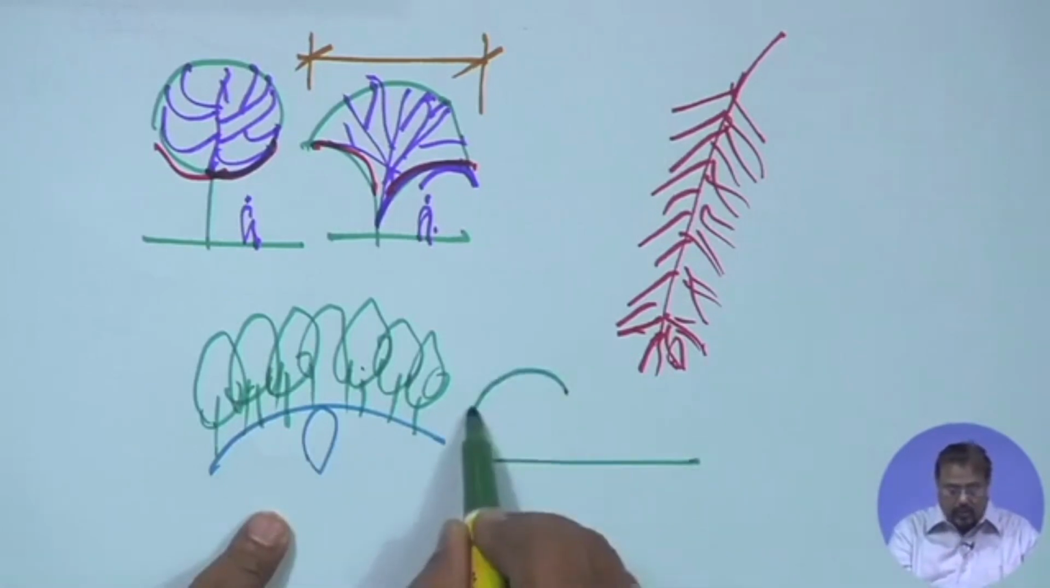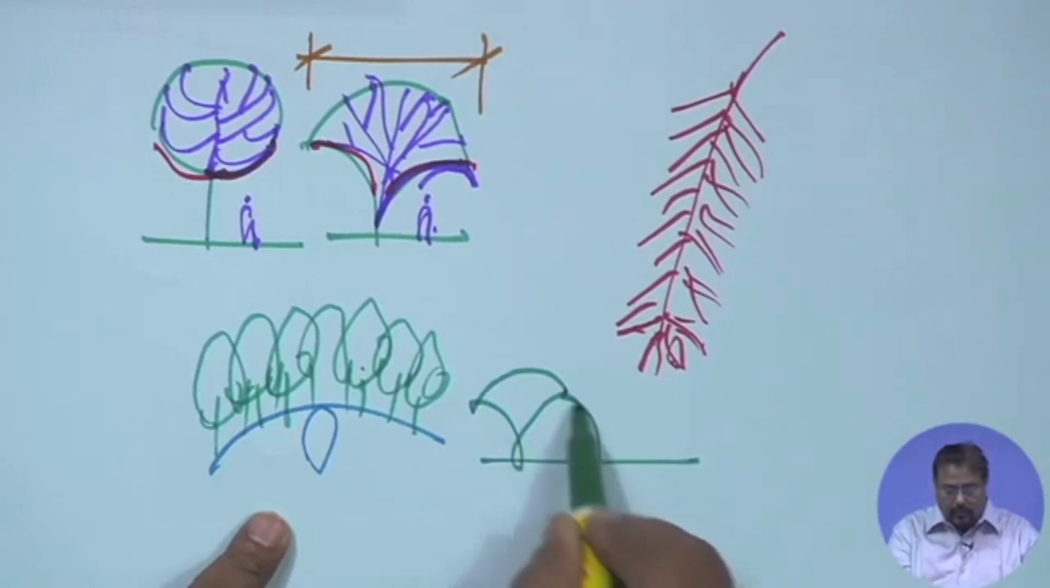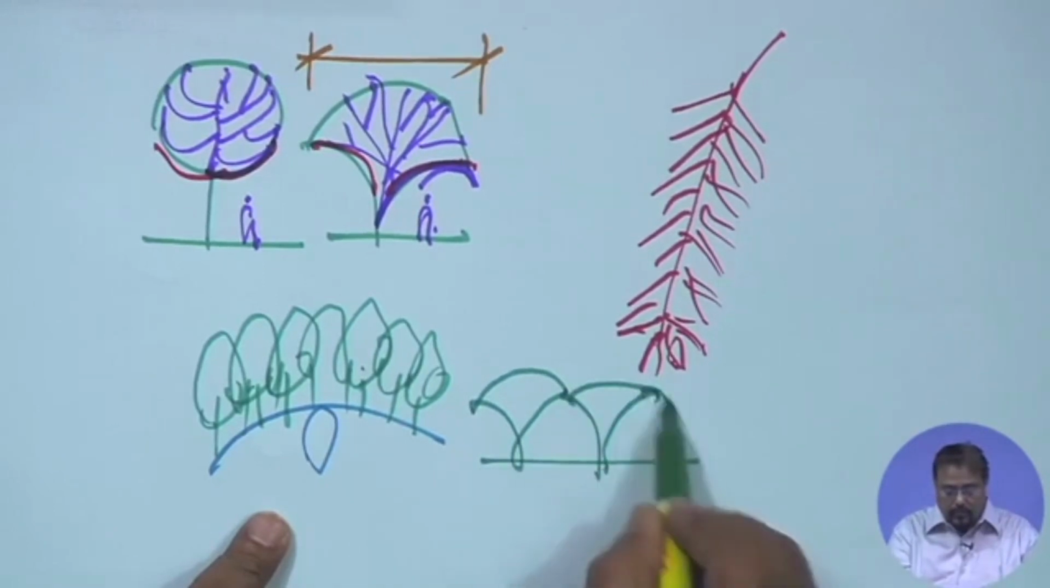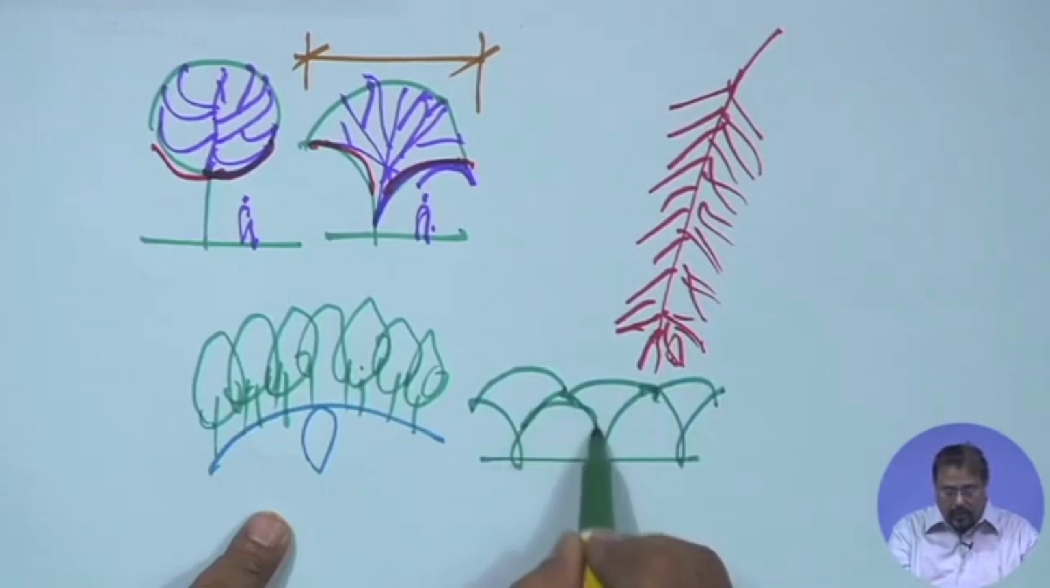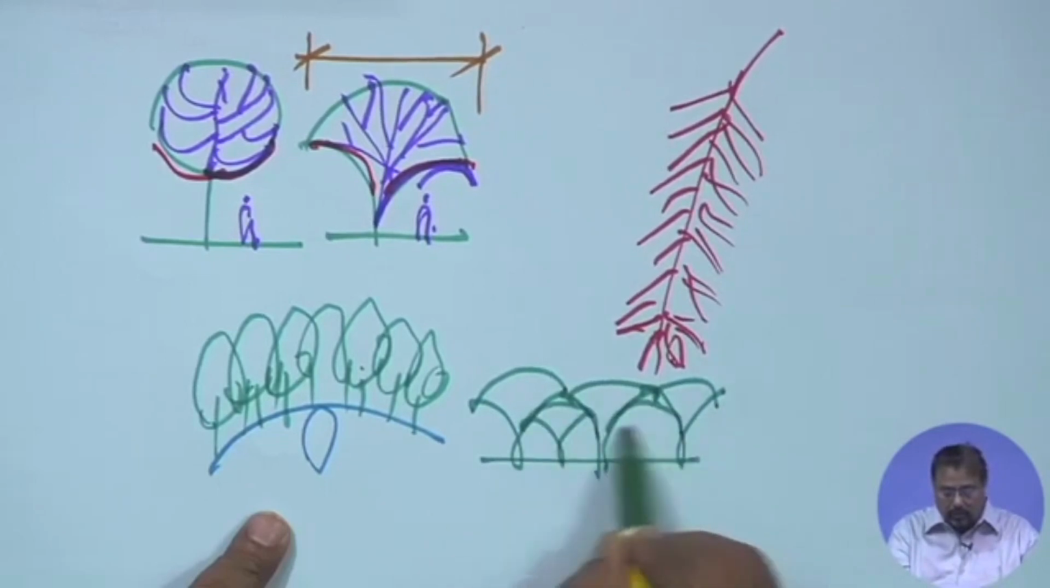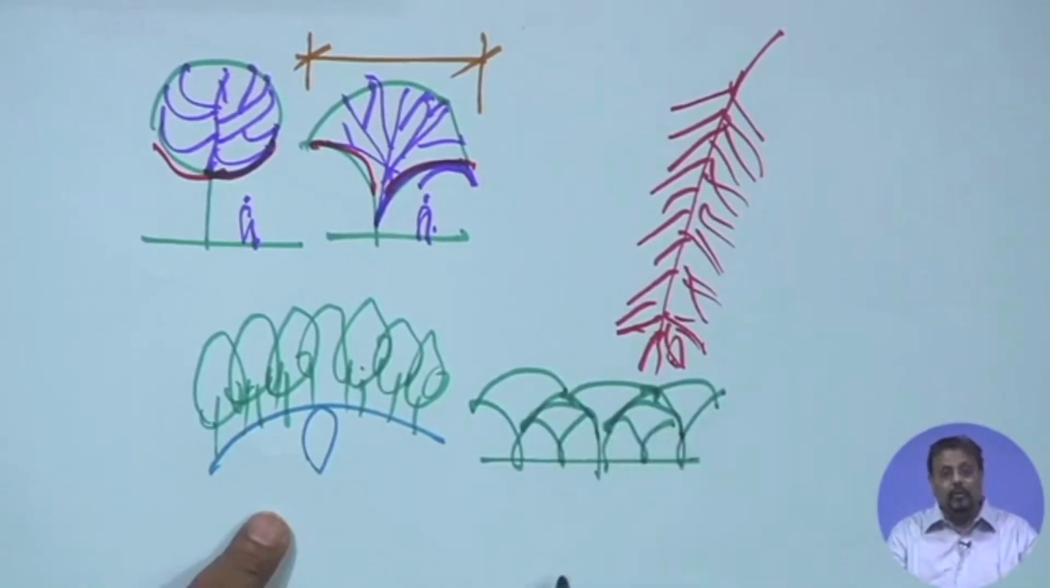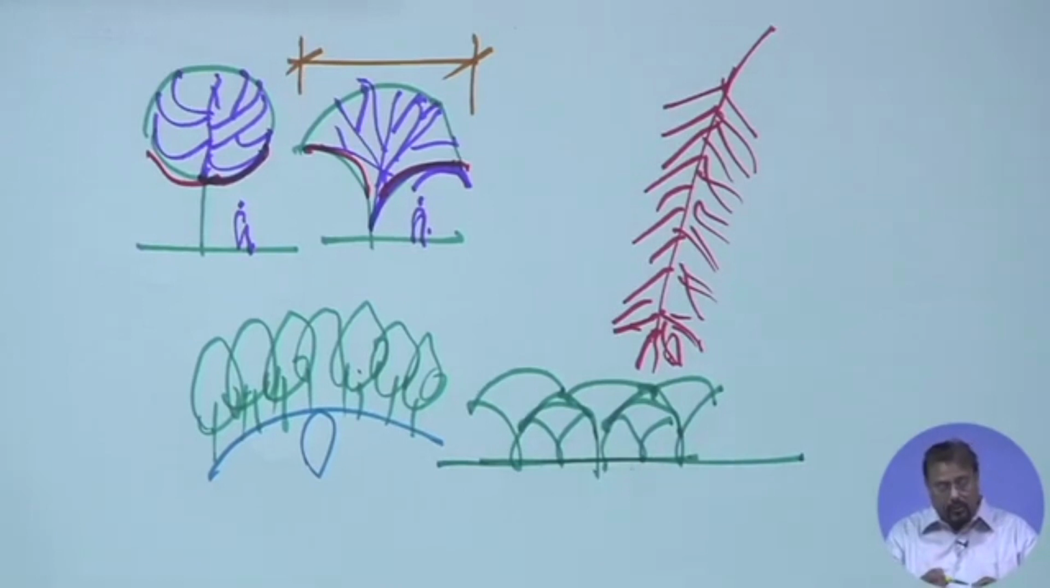See, I can create a backdrop with trees like this, and in between again a tree like this. Okay, different scale, different size, but the thing is actually there is a backdrop. We have one such example.